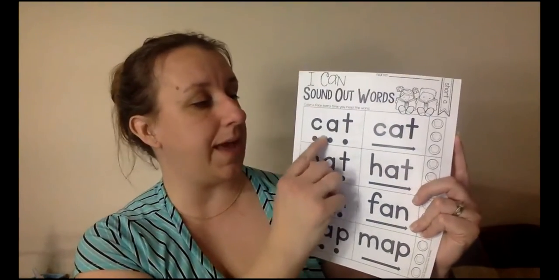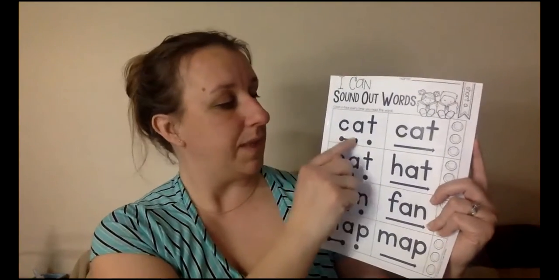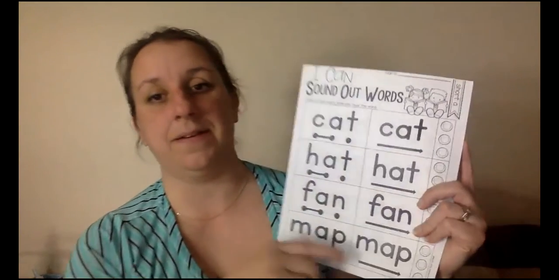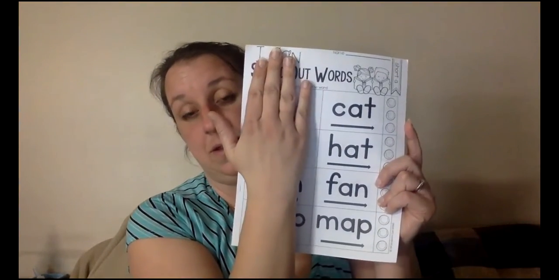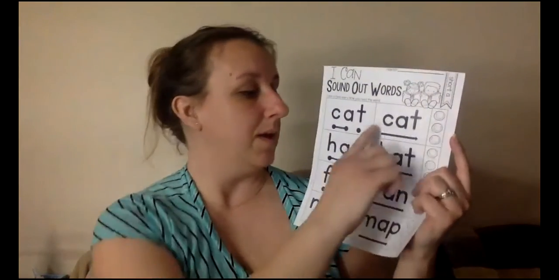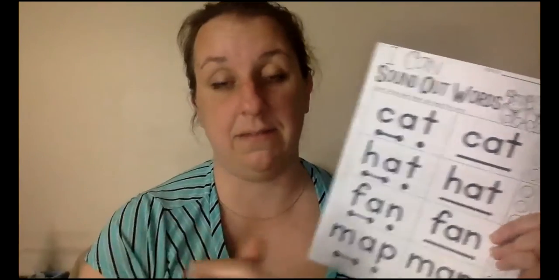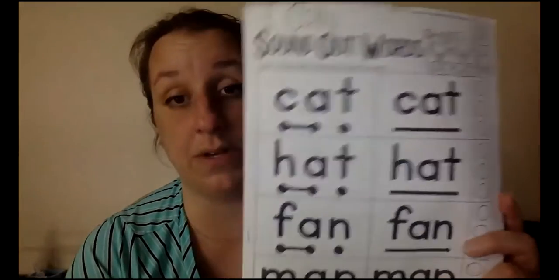I really want you to go cat, cat. Okay, so blend it, slap it on, read it all together. Blend it, slap it on, read it all together, okay? Because you will eventually be able to do it without this. And Mrs. Lewis will be able to show you words just like this, and you're just gonna be able to go cat, hat, fan, map, just instantly, okay? But until you get really good at those vowel sounds, this is how you need to do it, okay?